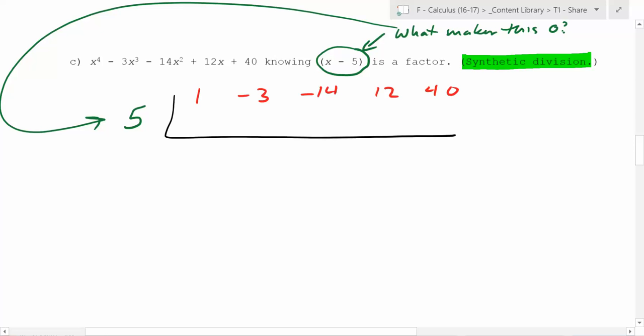Now, I brought this up at the beginning last time. What happens if it skipped a power? What happens if there was no 3x cubed there? What would you have to put in? You gotta put in 0. You have to put in 0.